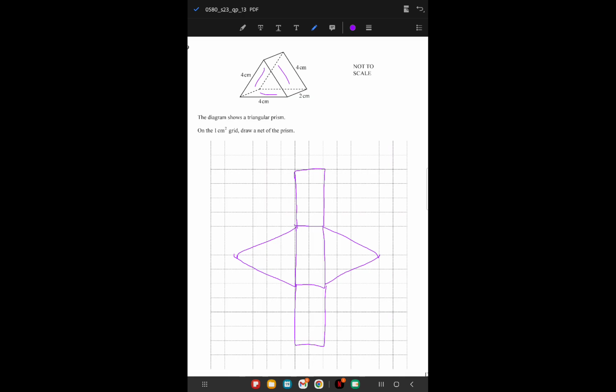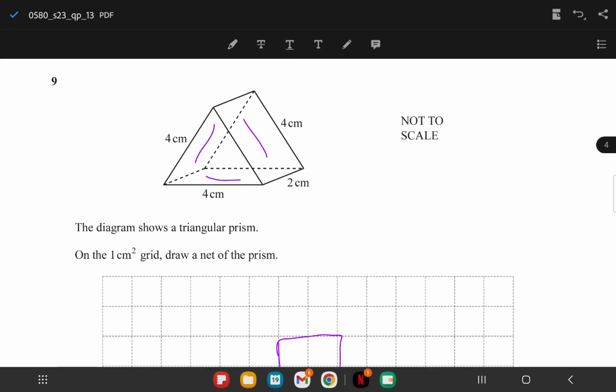It could be facing whichever direction, but generally speaking, this is what we expect to get. But you can have the arrangement whichever way, as long as you have 2 triangles that have a base of 4 and a side of 4, and you have 3 rectangles, it will be perfectly acceptable. Okay, I'm going to flip back.